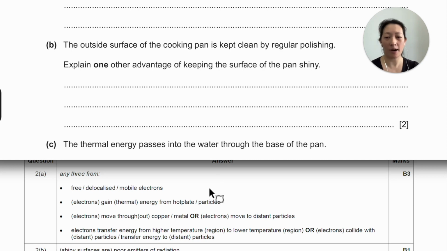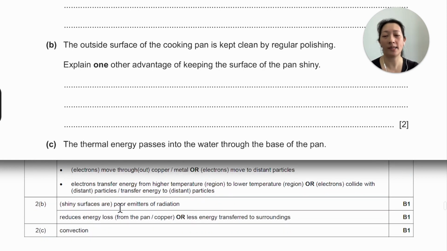So let's look at the mark scheme. 1 mark is awarded for the mention of shiny surfaces being poor emitters of radiation. You can see in the mark scheme, it does not mention anything about being a poor absorber or a good reflector. So if you wrote that down, you're not going to get marks. And why is this so? Remember that just because something is true does not mean that's what the mark scheme wants.